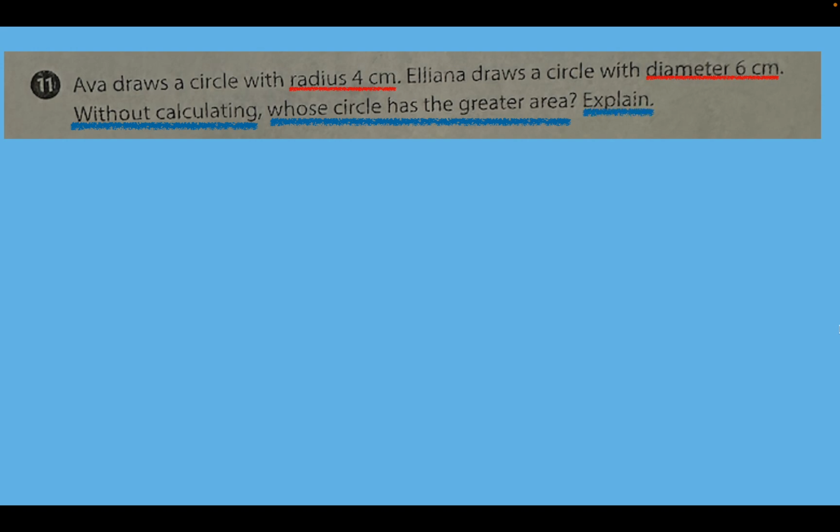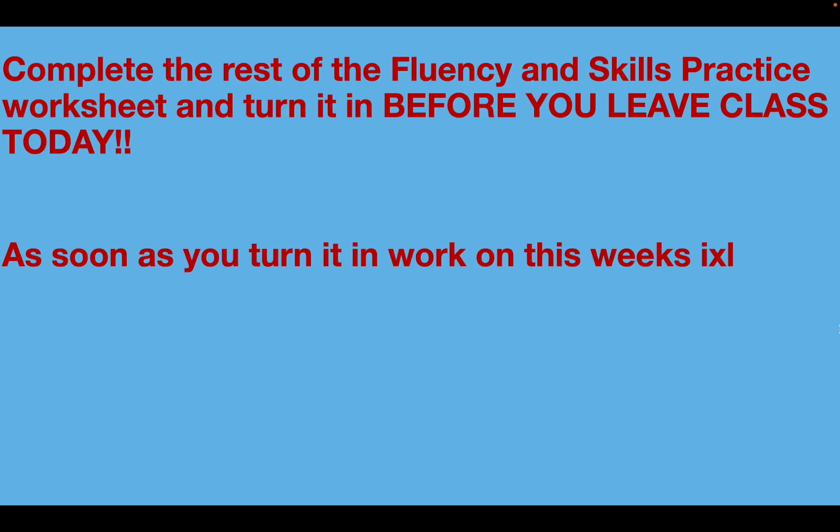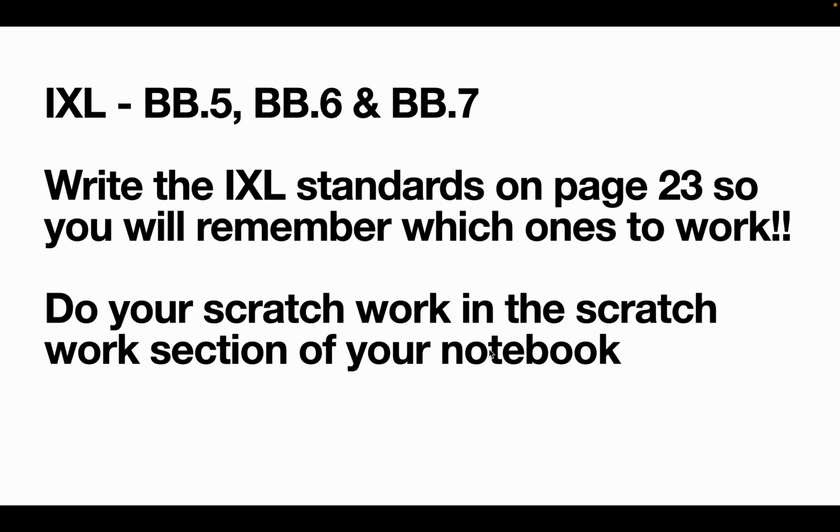And then explain yourself. All right, you're going to complete the rest of this fluency and skills practice worksheet, and you're going to turn it in before you leave the class today. Once you are done turning it in, you're going to work this week's IXLs, which are due tomorrow. If you completed yesterday's or Friday's BB5, then you don't have to worry about that again. But if you did not complete BB5, you're going to do IXL BB5, BB6, and BB7. These are all due tomorrow. You have the whole class period to do them, so use your time wisely.